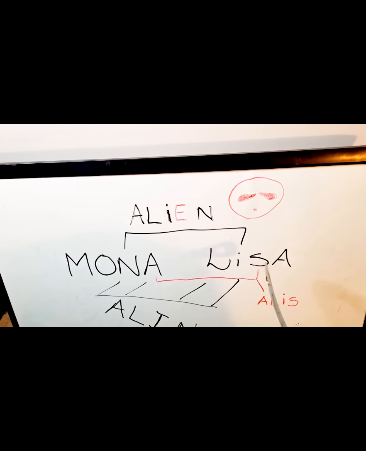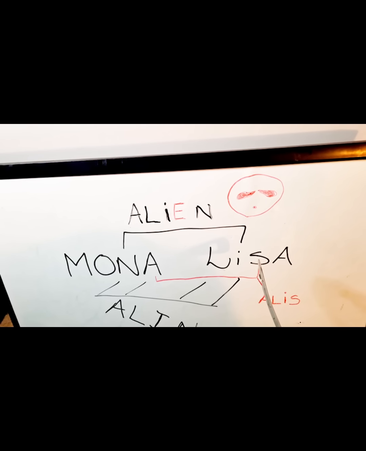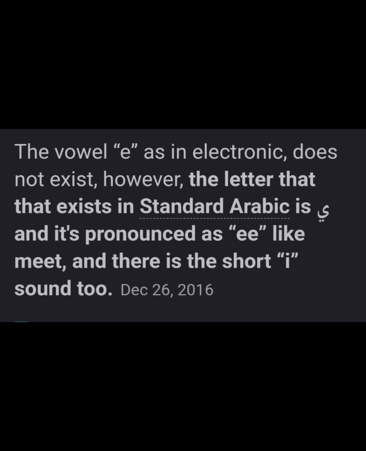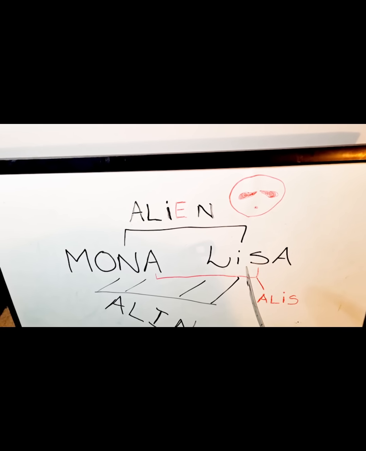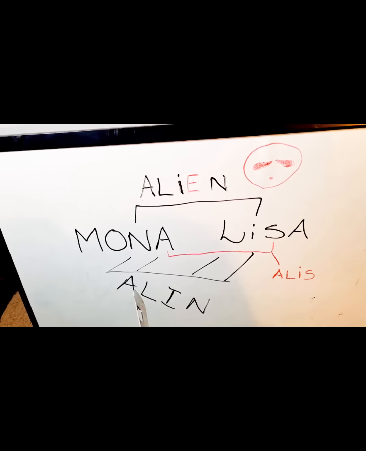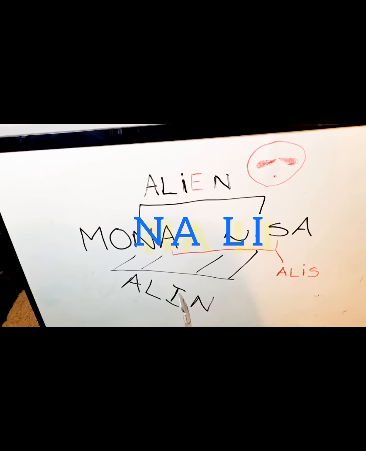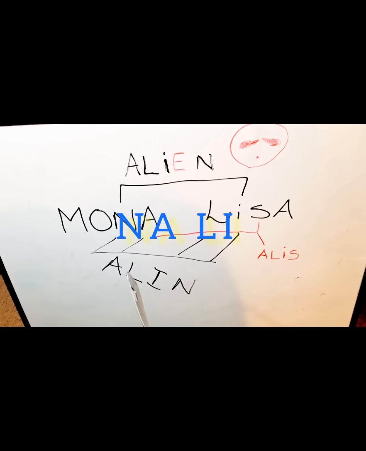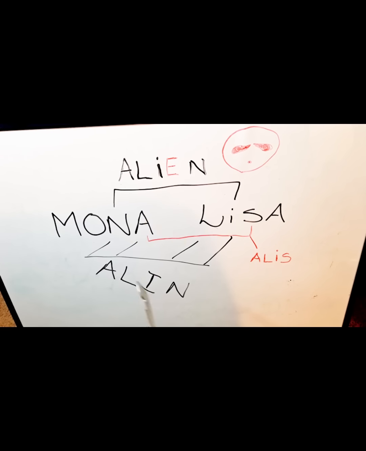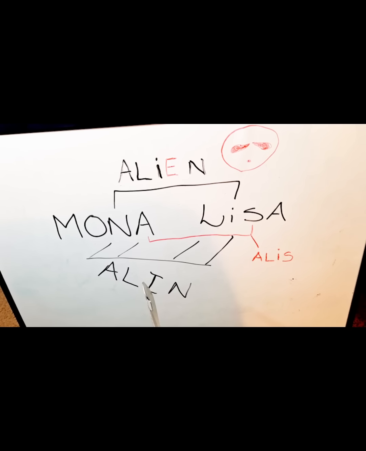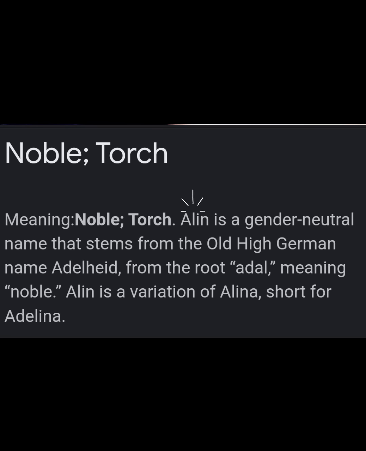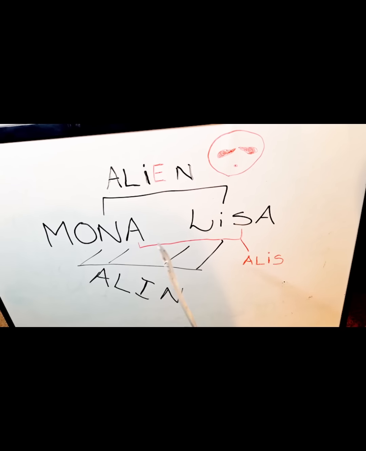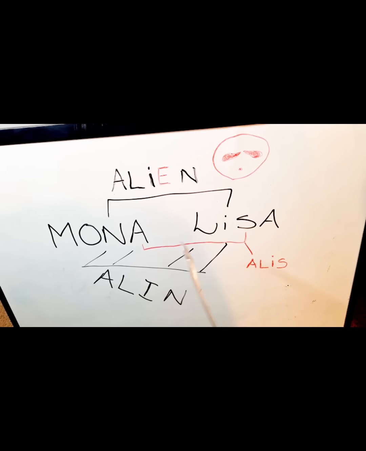Now remember, the last three letters in Lisa is Isa. The I makes the E sound in Arabic, right? So, in essence, it will also say alien, and coded to say alien. But this word alien still says noble, a noble person, a noble character. Alias says noble.